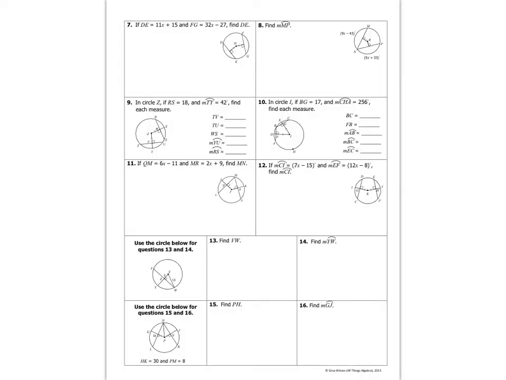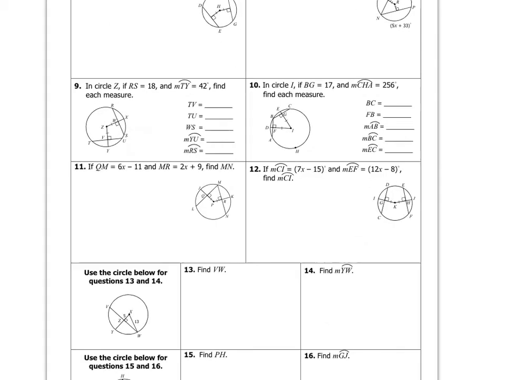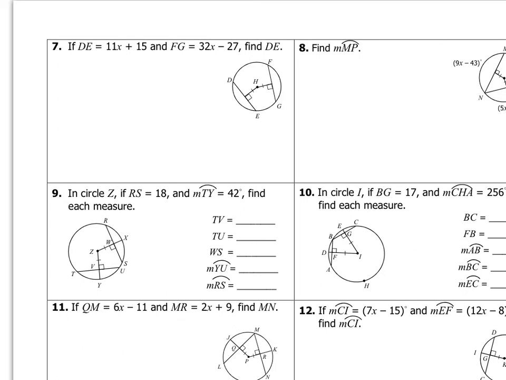And let's take a look at these ones. So now we're going to look at this next one. Again, we've got those two little segments are congruent, and this time it says DE. So this one is equal to 11x plus 15, and then FG is equal to 32x minus 27. So because we have that these two are equal and perpendicular, that means that those two chords are equal.